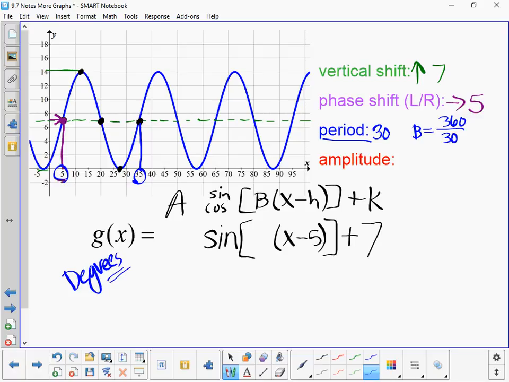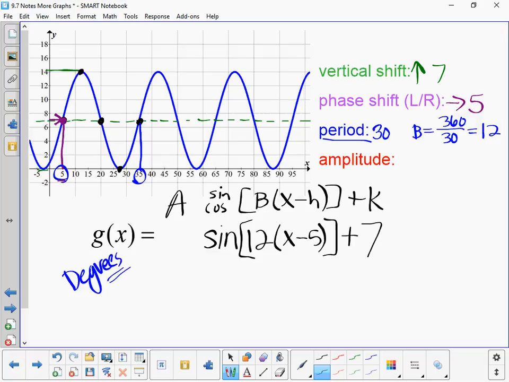On your homework, you can choose either. On the answer key, I put both, so it's your choice if you want to write the equation using radian mode or degree mode. So if b is equal to 360 divided by 30, we have a b value of 12. So we'll incorporate that into the function here.